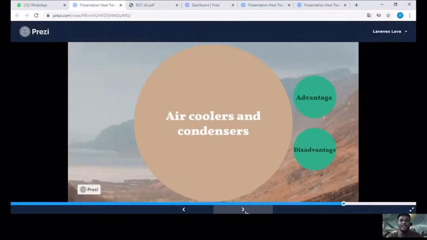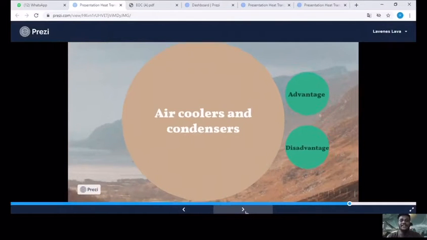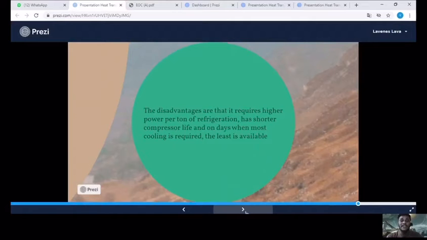Let us see about the disadvantage of ACC. The disadvantages are that it requires higher power per ton of refrigeration, has shorter compressor life, and on days when most cooling is required, the least is available.